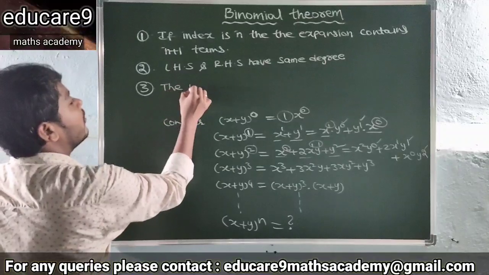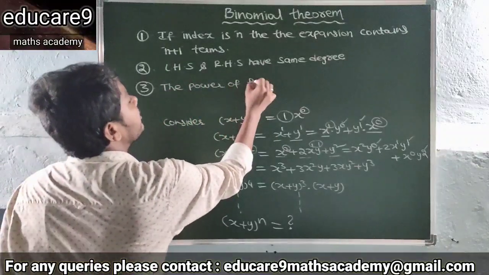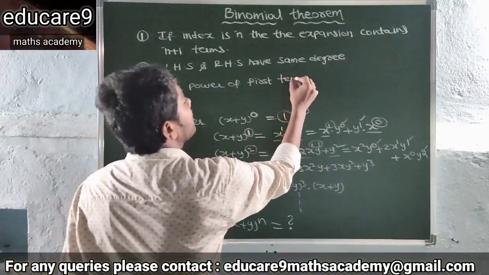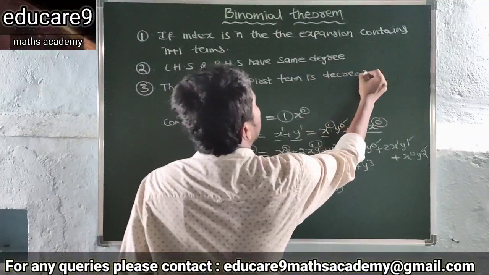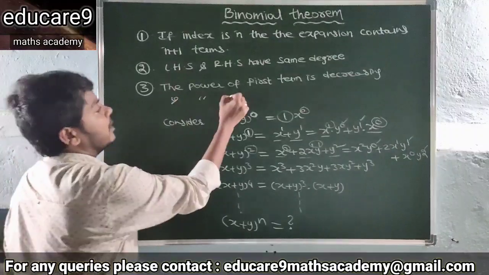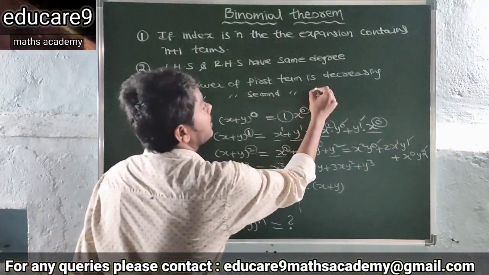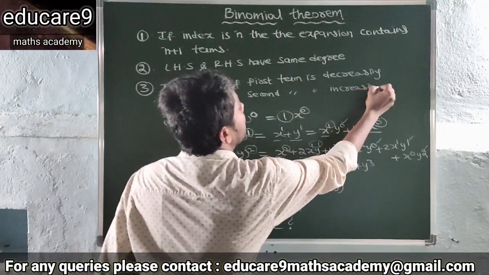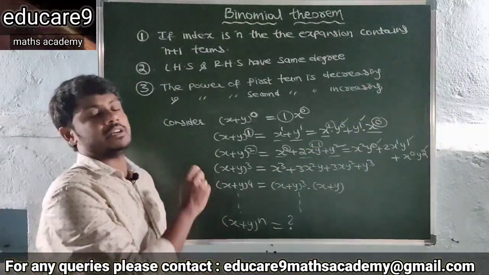So that is the third condition: the power of the first term is decreasing and the power of the second term is increasing. So these are the three conditions.